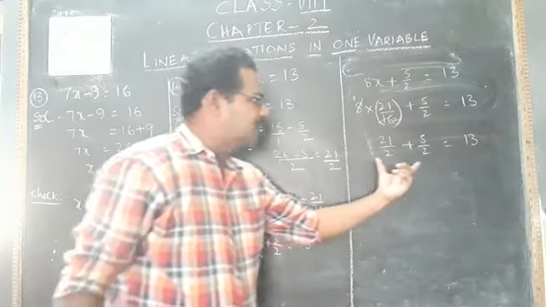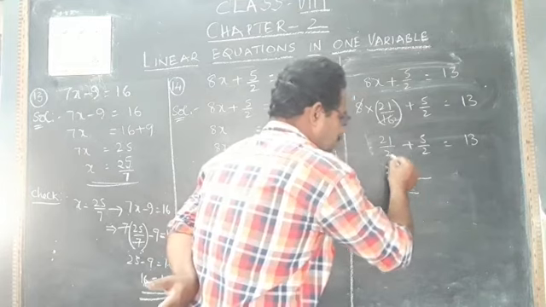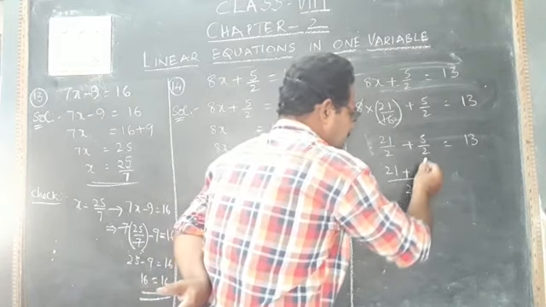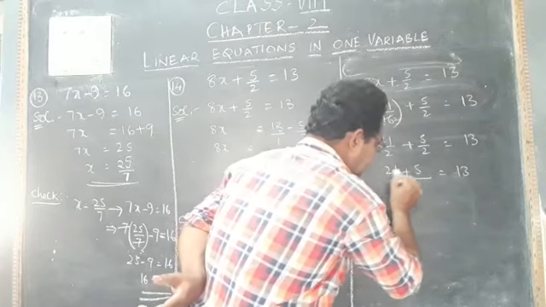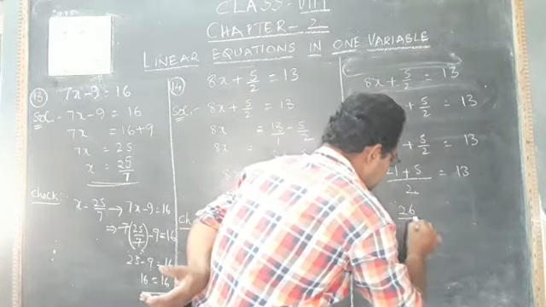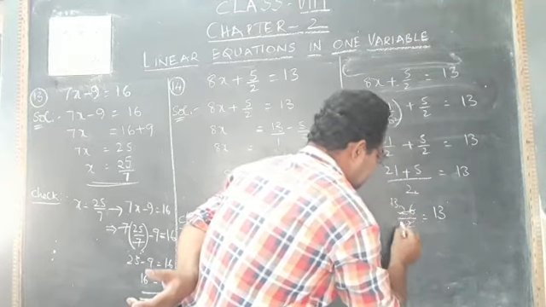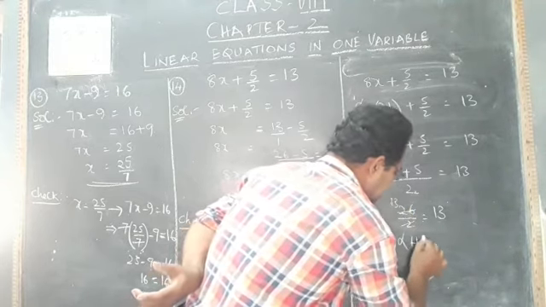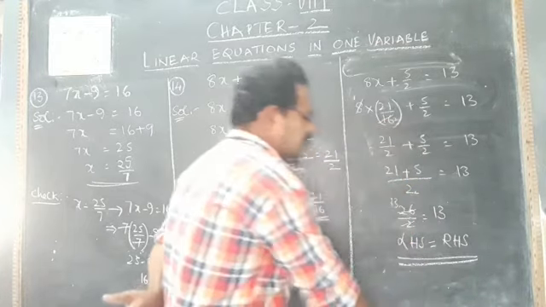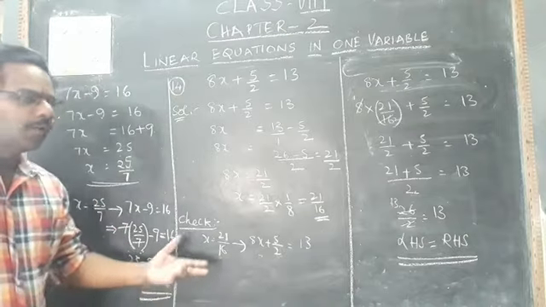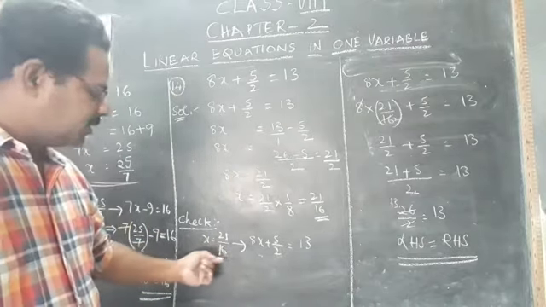For these two fractions we have to take again LCM. 2 is the LCM. 2 ones are 2, 21 ones are 21. 2 ones are 2, 5 ones are 5. This is equal to 13. 21 plus 5 by 2 is equal to 26 by 2 is equal to 13. 2 thirteens are 26. So LHS is equal to RHS. Both sides we got 13 as the answer. So it is true for the given value x is equal to 21 by 16.